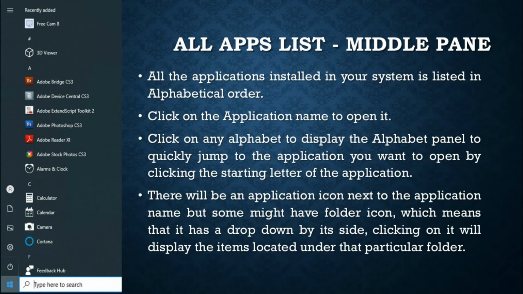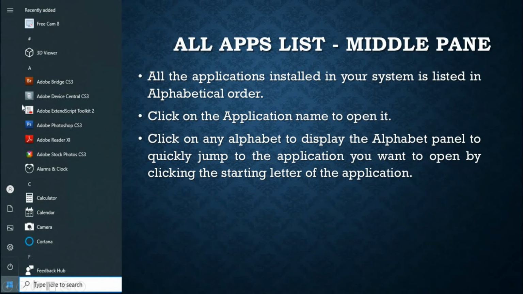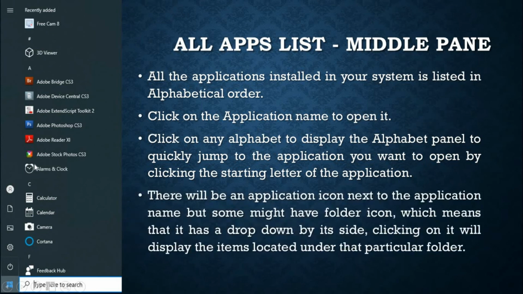There will be an application icon next to the application name. So we see the icon next to the application name, but some will have a folder icon, which means that it has a drop down by its side. Clicking on it will display the items located under that particular folder.